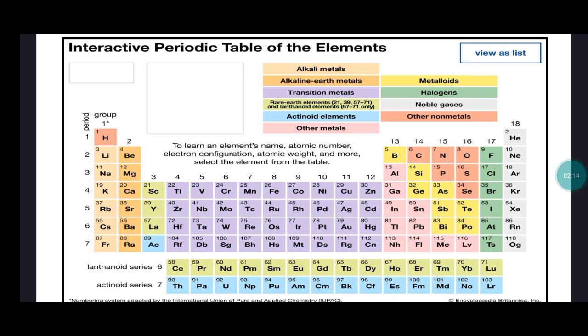Now let's discuss the trend of ionization energy. If we go from up to down, ionization energy decreases because atomic radii increases. If we go from left to right, ionization energy increases because atomic radii decreases.